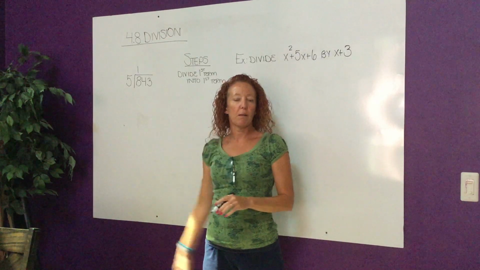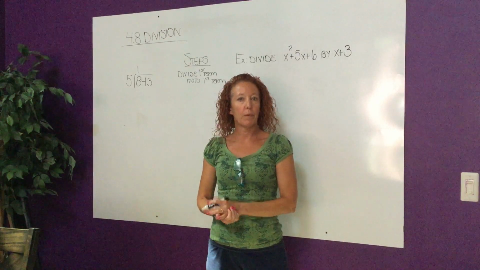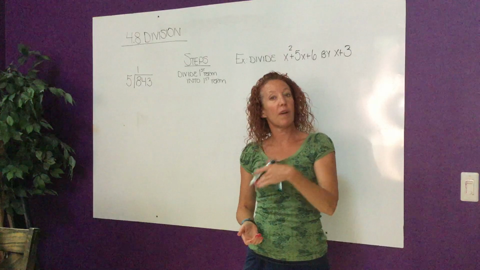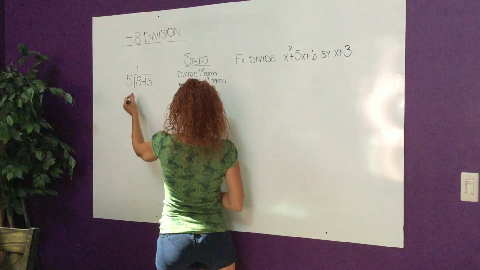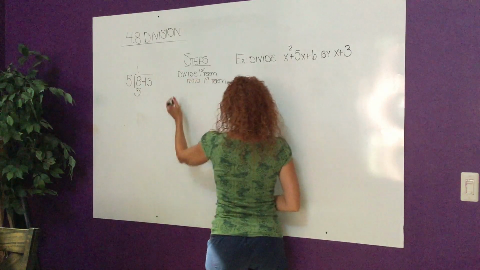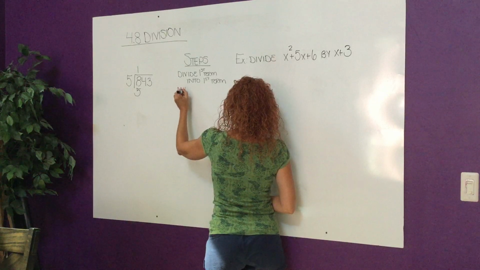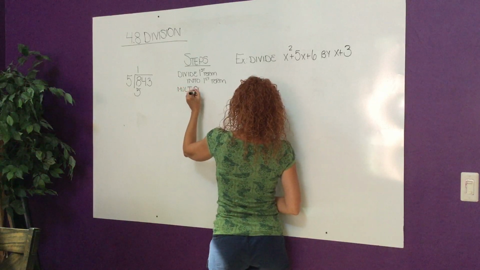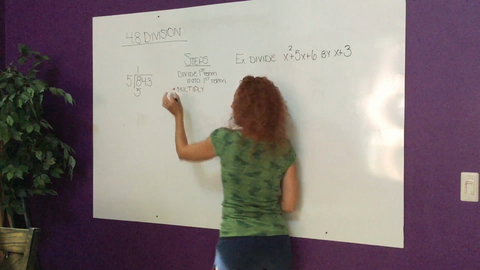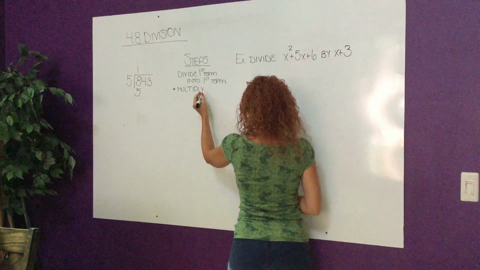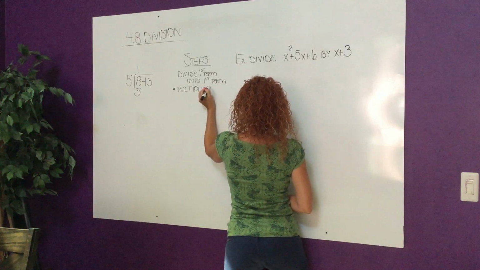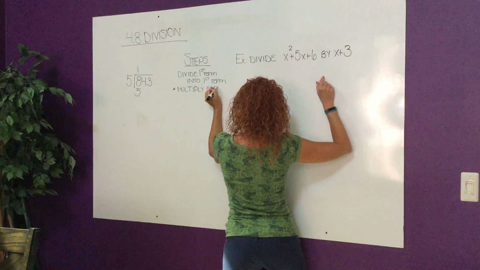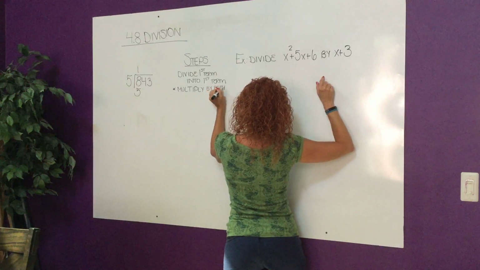If this was our problem, what would we do? We would now multiply. We would go 1 times 5 is 5, and we put it right underneath here. 1 times 5 is 5. So we would multiply. Now this step does get just a little tricky because we need to multiply by both terms, which will be one little difference when I come over here.